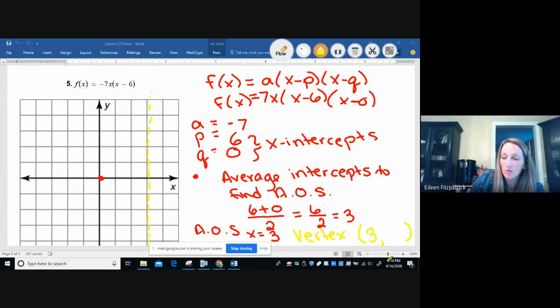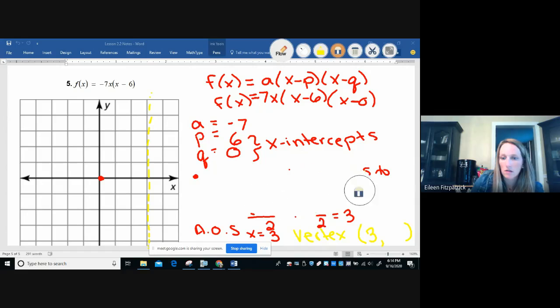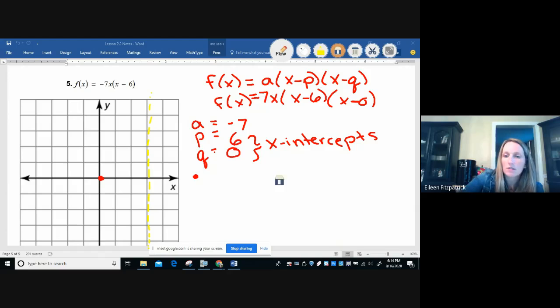I don't know my y value. And how do you find a y value of a function if you're given an x? You plug it in. So let me clean up just a little bit some of the stuff that I can afford to get rid of. So axis of symmetry is 3. I'll rewrite that. All right, so let's go back up here. Your axis of symmetry is x is equal to 3, and your vertex is 3 comma something.